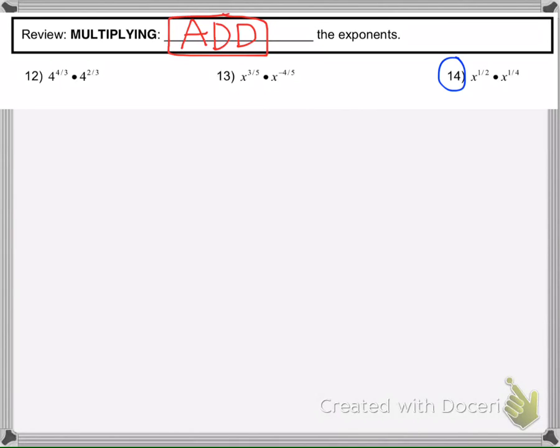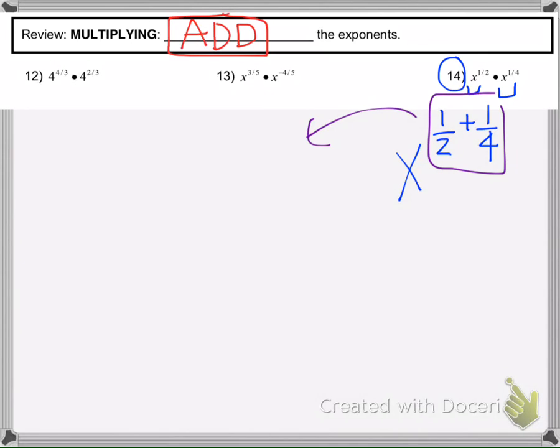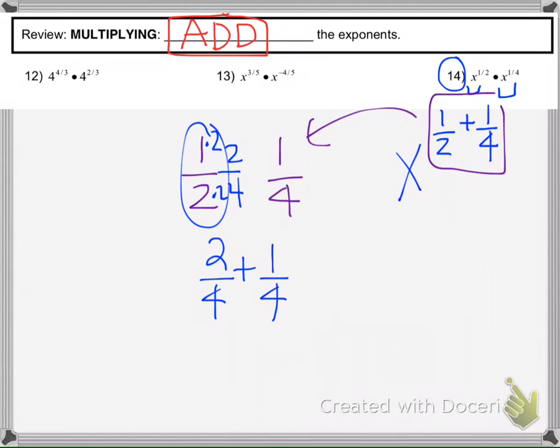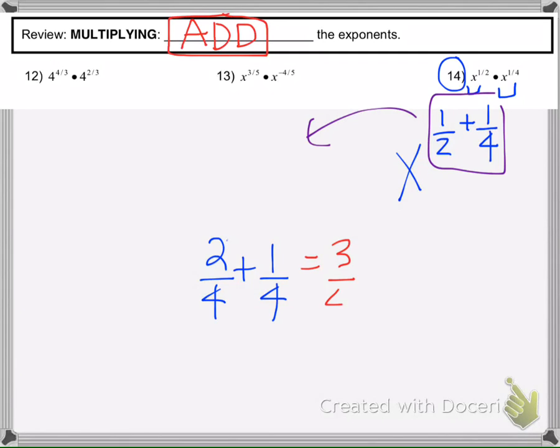Alright, so example 14 here, the bases are the same, keep them the same, and then we add the exponents. Now you have a calculator, you can enter that in your calculator, 1/2 plus 1/4. But if you wanted to do it by hand, remember we need a common denominator, which is 4. So 2 times 2 is 4, 1 times 2 is 2. So in other words, we have 2/4 plus 1/4. So I rewrote 1/2 as 2/4. So now 2/4 plus 1/4 is 3/4. So we would have x to the 3/4 power.